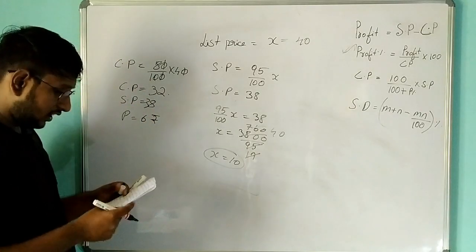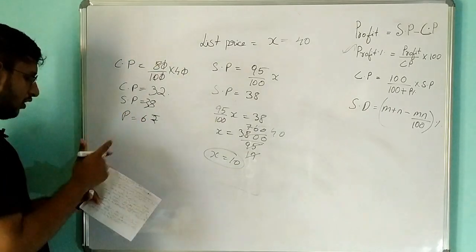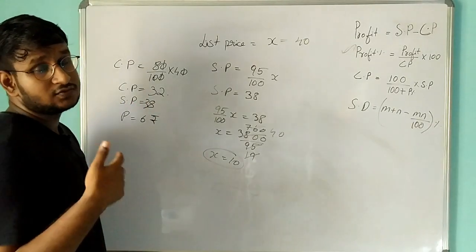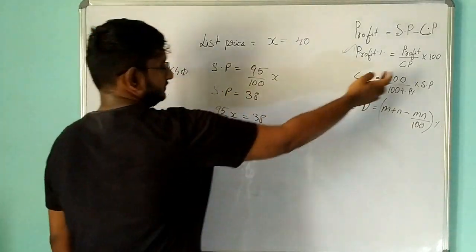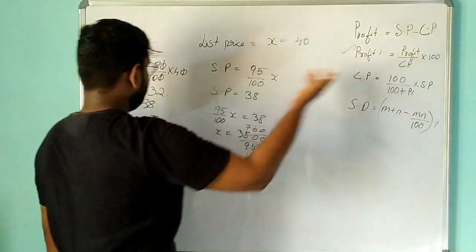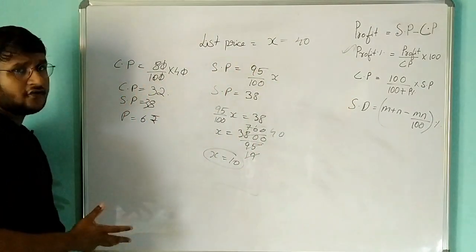6 rupees for an article, and they are asking us to find only the profit, not the profit percentage, so we can leave it like this. If they are asking for the profit percentage, just apply the formula with these values: profit percentage is equal to 6 divided by 32 into 100. You can get the profit percentage as well.